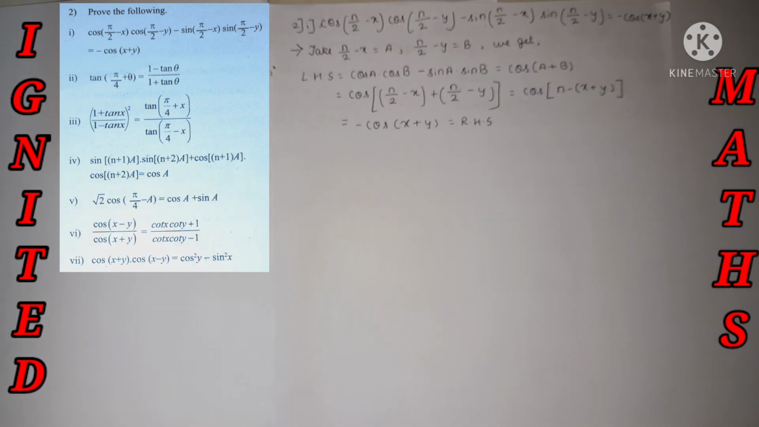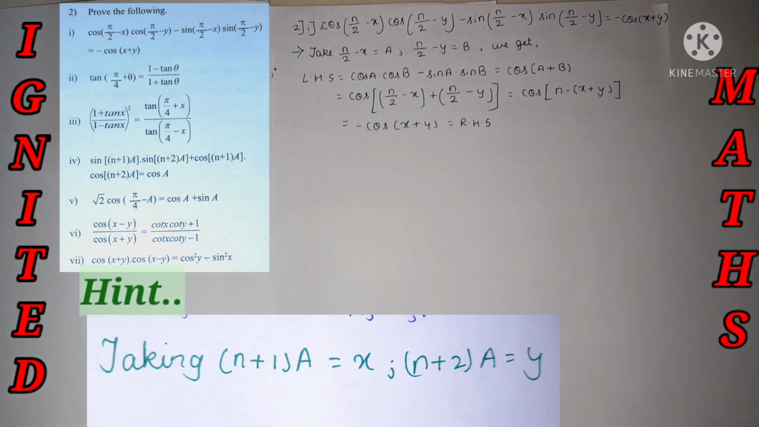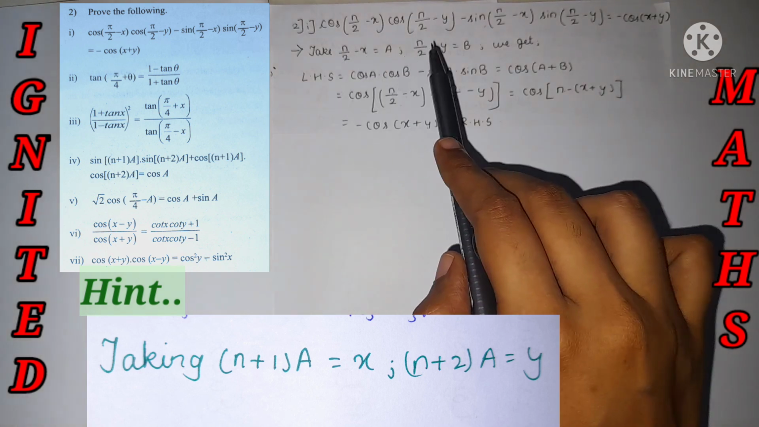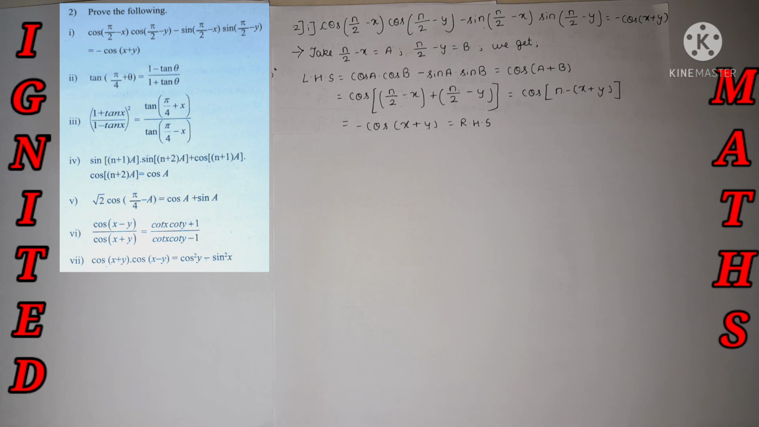The fourth sub question, in which we need to use the same method as we have done for the first sub question. That is nothing but we took pi by 2 minus x is equal to a and pi by 2 minus y is equal to b. But in the fourth sub question we need to take n plus 1 a is equal to x and n plus 2 a is equal to y. If we take the value, substitute the value in the LHS and resubstitute, we will get the answer. The method is absolutely the same as we have done for the first sub question, so please try it. And don't forget to comment.